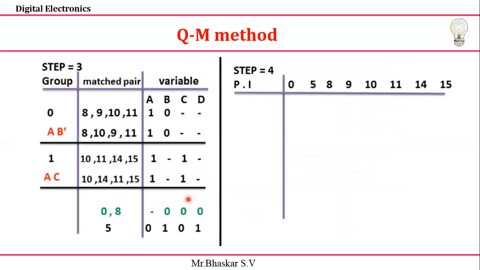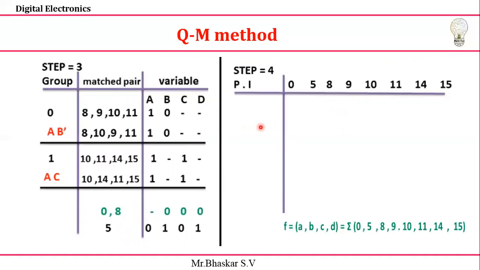How to write the prime implicant table? You already know that first you need to represent the prime implicant table of min terms. You need to represent all min terms. What are the min terms you have? 0, 5, 8, 9, 10, 11, 14, 15. You need to represent all min terms here. Next I'm looking for 8, 9, 10, 11. Wherever the min term is there in the matched pairs, you need to make it an x.